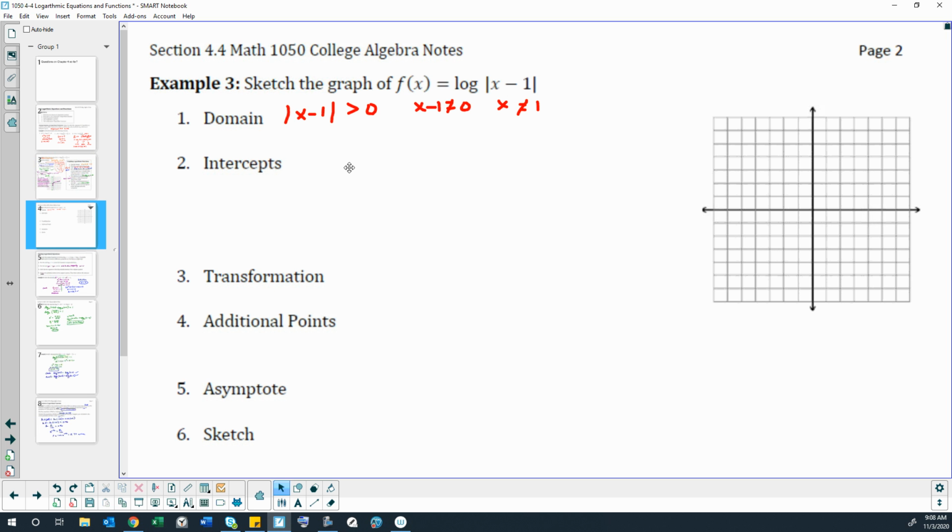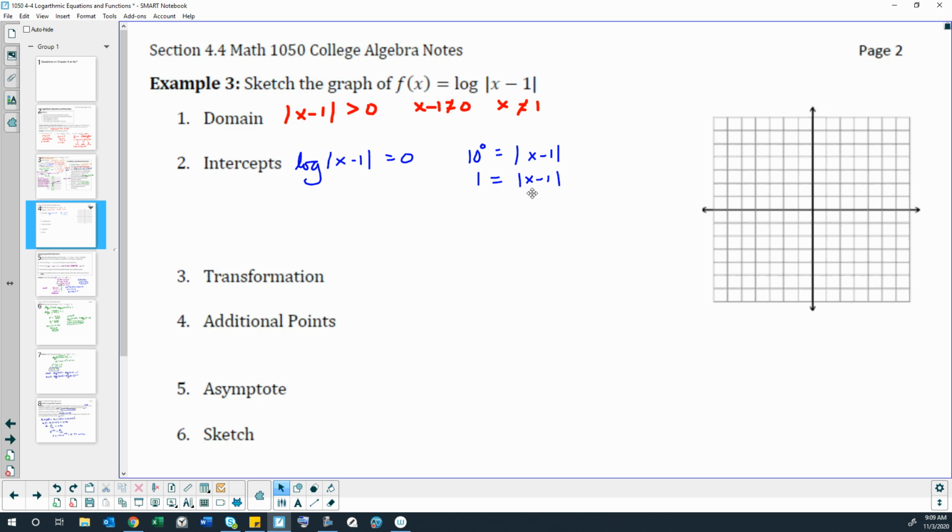Okay, next let's go ahead and look at intercepts. So for our x-intercept, we just take our function and set it equal to 0 and solve it. To do that, we remember the base of our logarithm is 10, because we're going to change this to exponential form. 10 to the 0 power equals the absolute value of x minus 1. There it is. So now 10 to the 0 power is 1, and so 1 equals the absolute value of x minus 1.